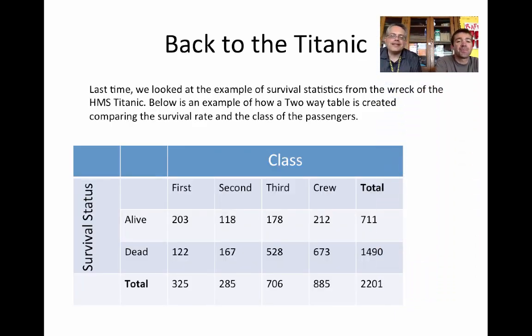Here we go. We're back to the Titanic example from the book. Last time we looked at the example of survival statistics from the wreck of the Titanic. And this right here is an example of a two-way table. One of the variables is survival status, and the categories were dead and alive. The other categorical variable is class, and the categories were first, second, third, and crew. So we're going to use this for our first example.